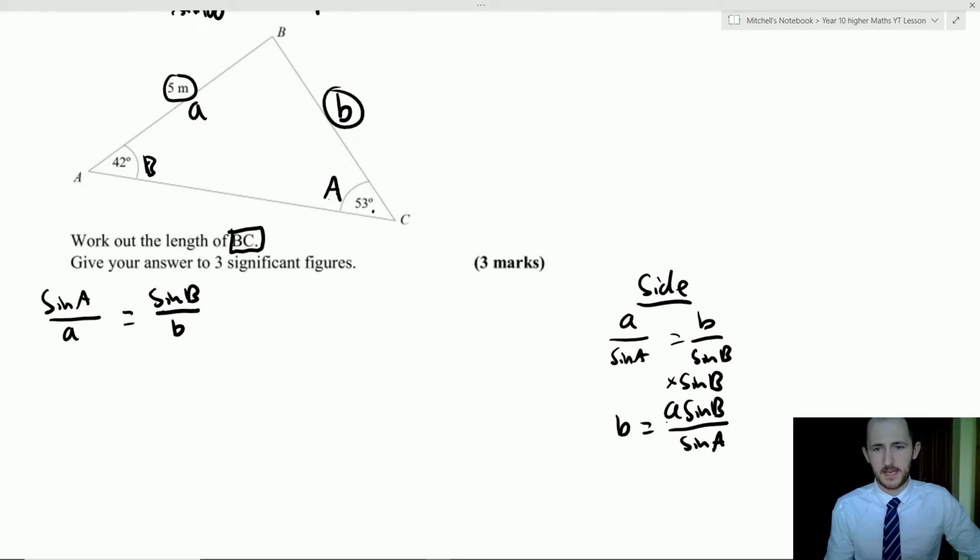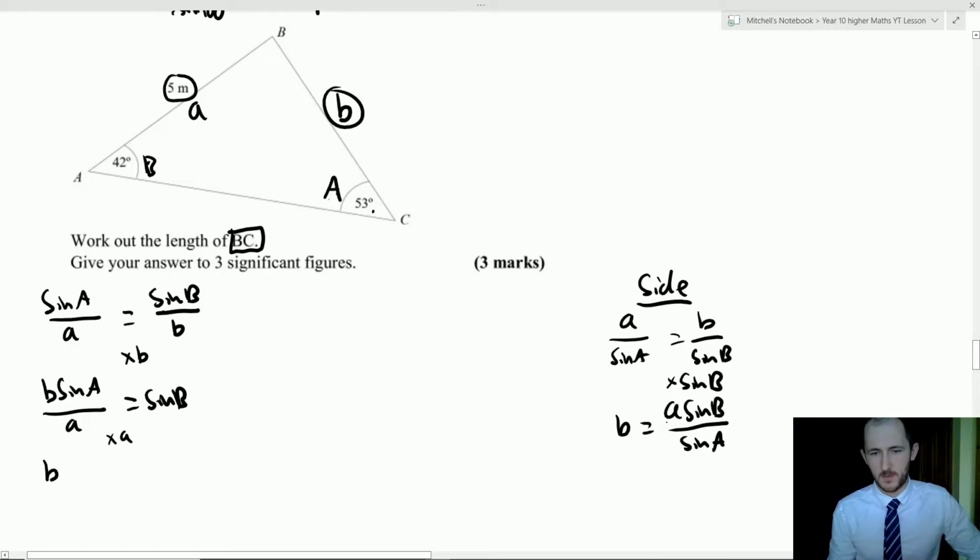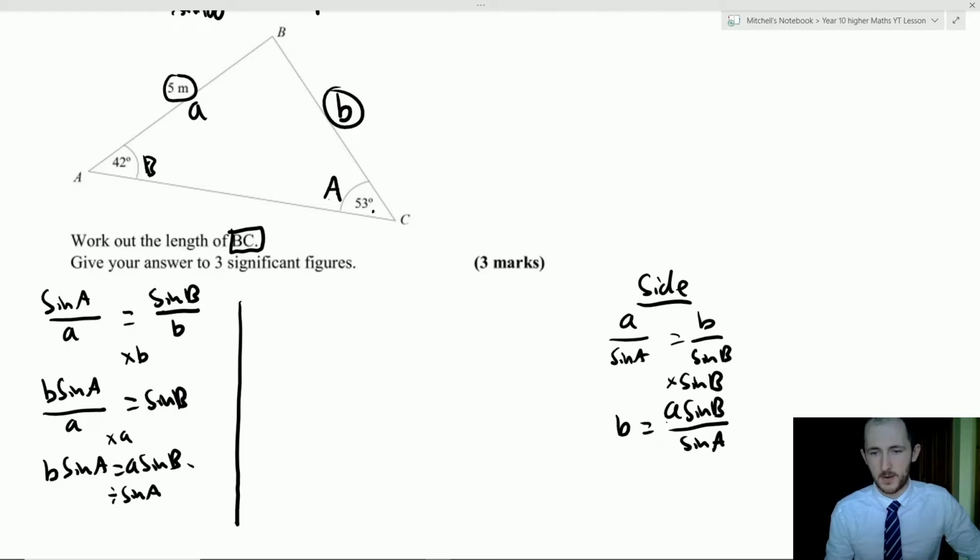For this one, again, we times both sides by b, and we get b sine capital A over lowercase a equals sine capital B. Then I'm going to times both sides by a to get rid of the fractions, because we will hate fractions. b sine capital A equals lowercase a sine capital B. Lastly, divide by sine A. And as you can see, if I draw this back up the top, we get the exact same formula as what we got with the other method.